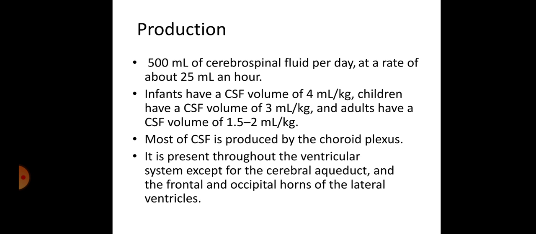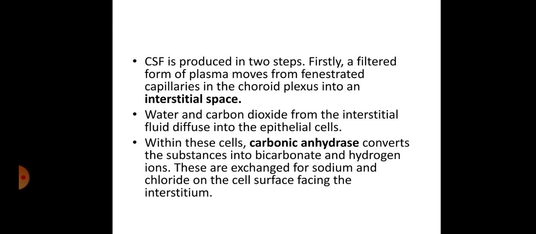So most CSF is produced by the choroid plexus, and this choroid plexus is present in the ventricular system except in the cerebral aqueduct and the frontal and occipital horns of the lateral ventricles. The production of CSF occurs in two steps. Firstly, the plasma moves from the fenestrated capillaries into the choroid plexus. This filtered fluid gets collected in the interstitial space. In the interstitial space, the water and carbon dioxide go into the epithelial cell, where the carbonic anhydrase enzyme acts, and it converts the substances into bicarbonate and hydrogen ions, which are exchanged for sodium and chloride.